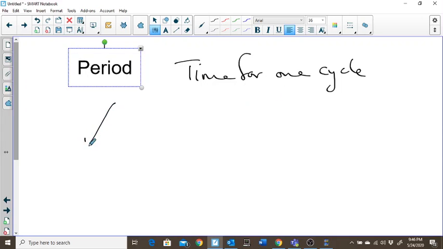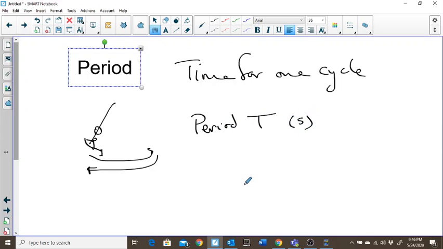And so we have the kid who's on the swing, whee, and he goes out and he comes back, and that's what we would call the period. So the period, the symbol for that is a capital T, and that's measured in seconds.